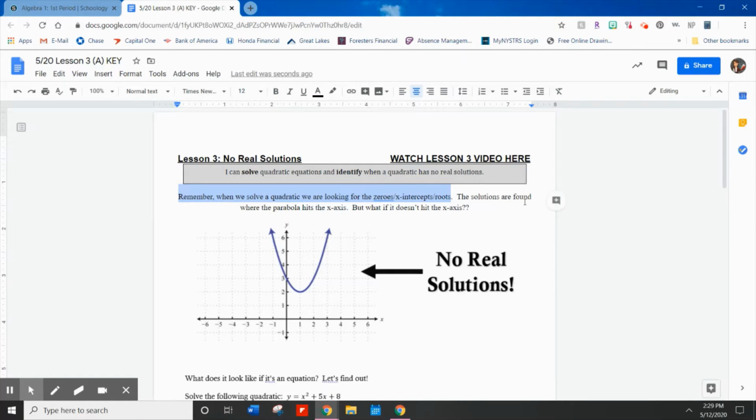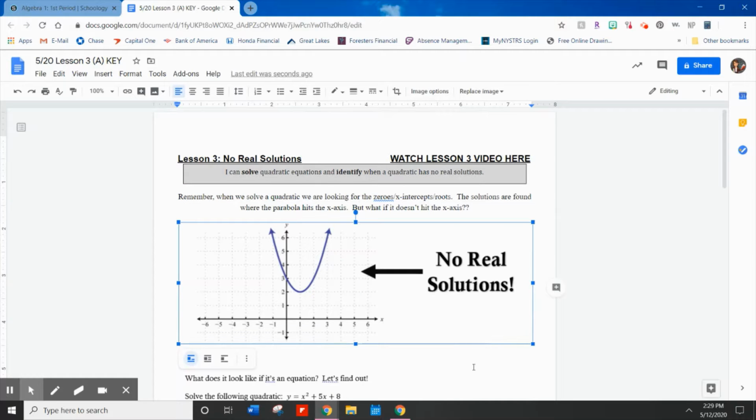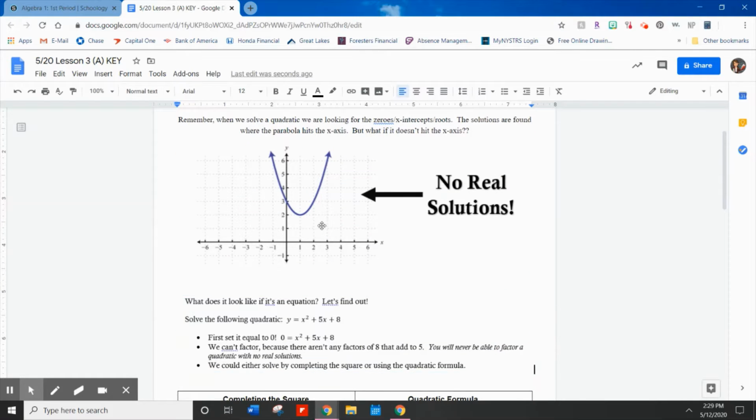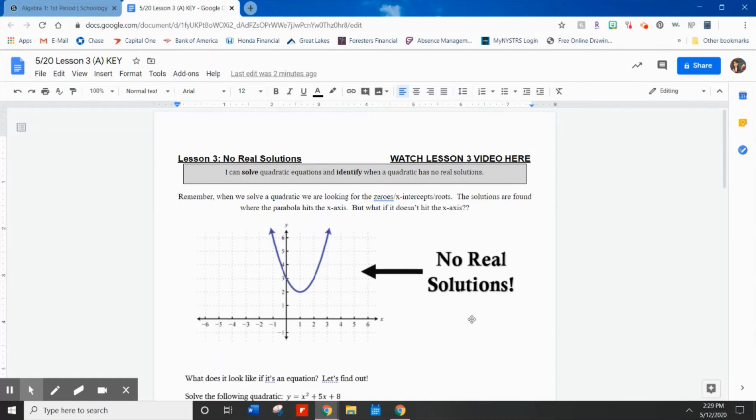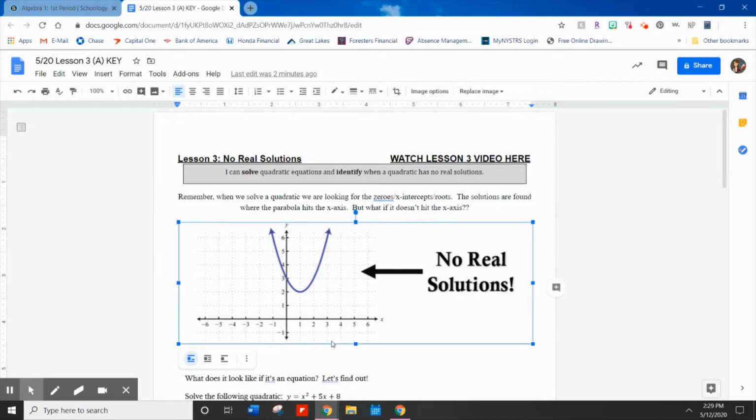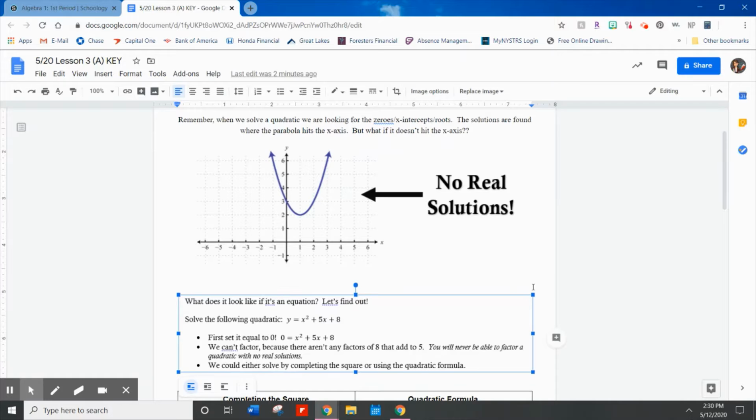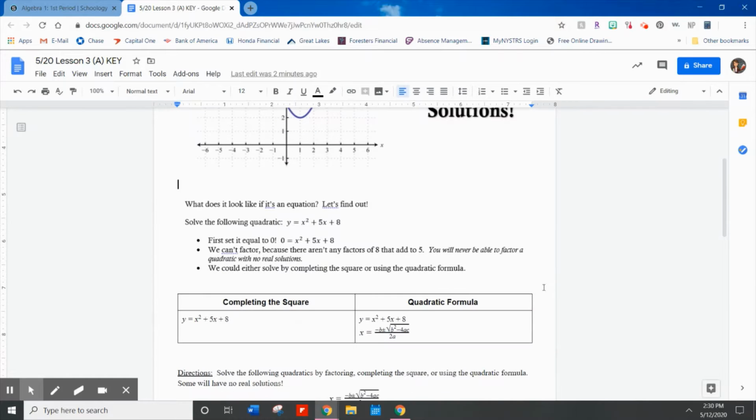The solutions are found where the parabola hits the x-axis, but what if it doesn't hit the x-axis? So right below, you can see an example of a quadratic function that has no real solutions, meaning it doesn't intersect the x-axis, and sometimes that happens. So from a graph, really easy to determine if there's no real solutions. You just look, if it doesn't intersect that x-axis, then you know. But looking from an equation, there's a little more to it.